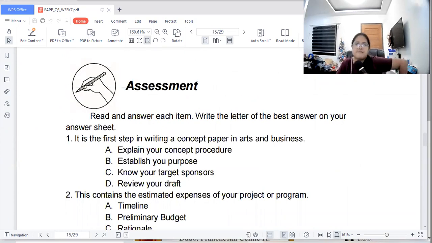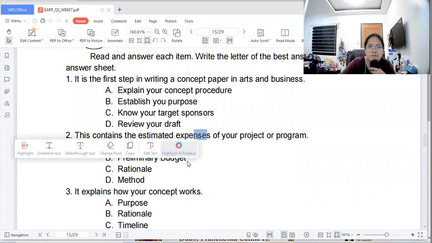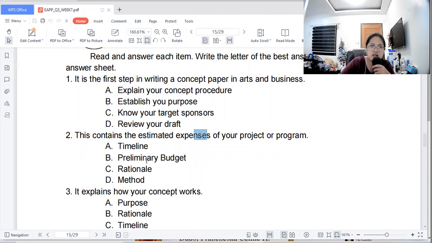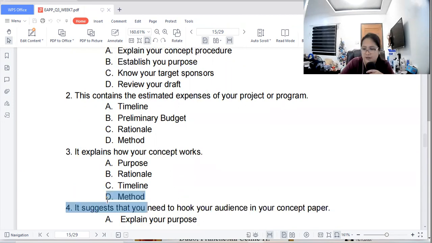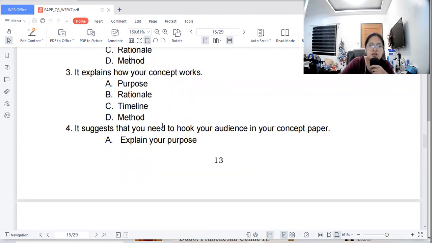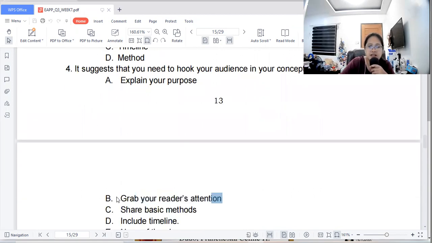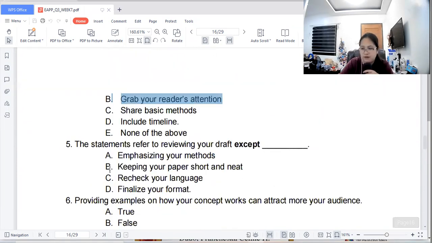So, ito naman. Assessment tayo. Mabilis lang ah. It is the first step in writing a concept paper in arts and business. Of course, it's before you have your procedure, your sponsors, and your draft, you have to know your purpose. It's letter B. Number 2, this contains the estimated expenses. So, expenses is budget. Okay. Next is it explains how your concept works. Method. Okay, paano ba? Then it suggests you need a hook. You need to hook your audience in your concept paper. Yes, it's grabbing your reader's attention. That's a rationale.